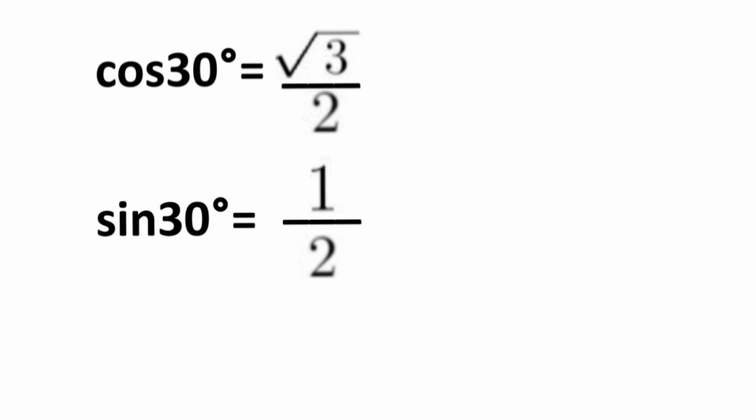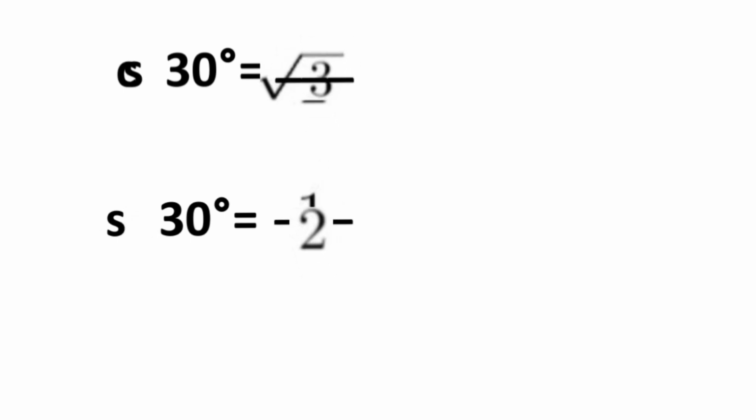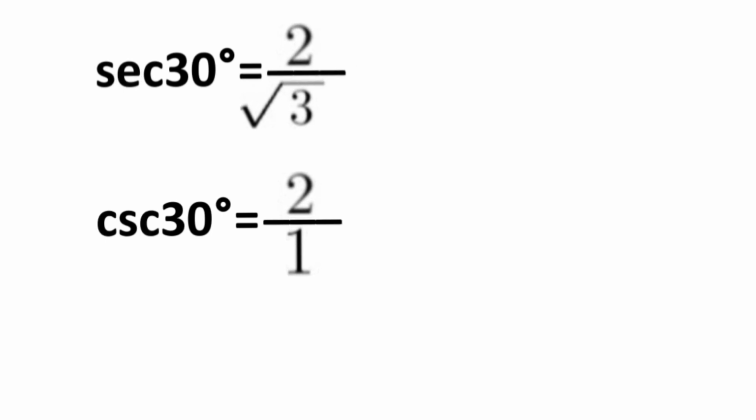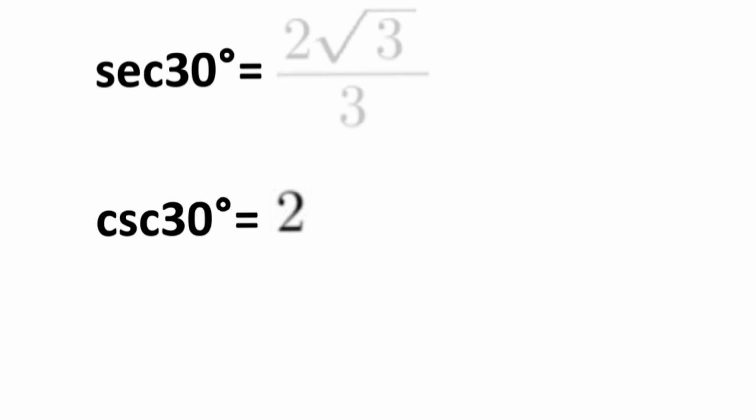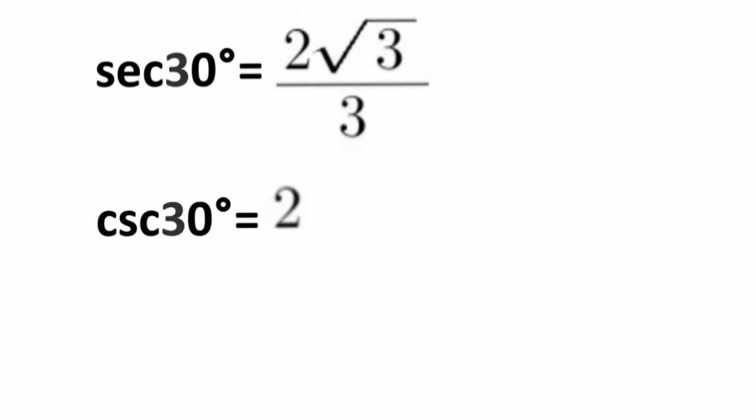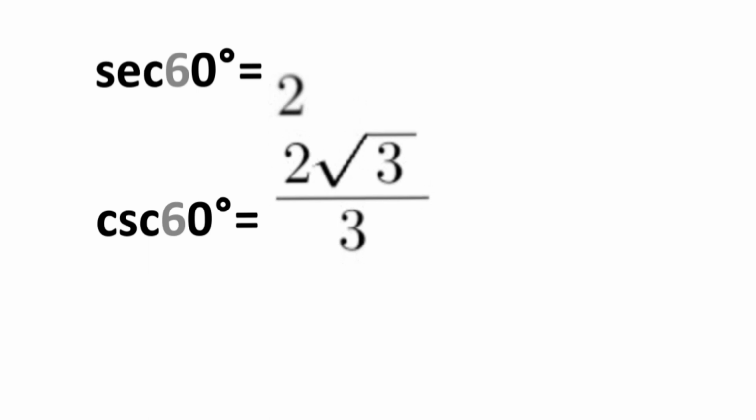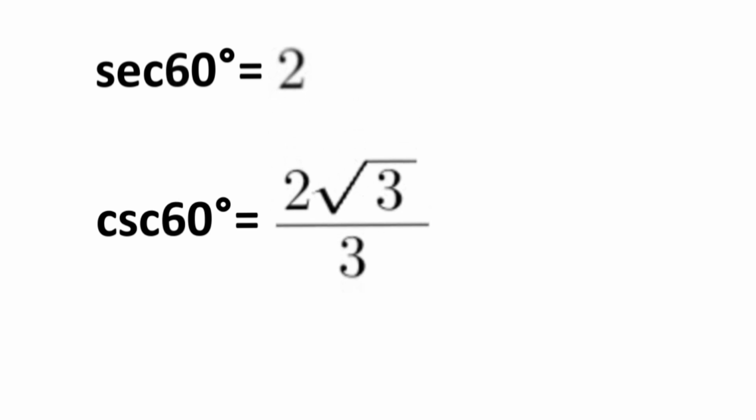And for secant and cosecant, just interchange the numerator and denominator. So secant 30 degrees is equal to 2 over square root of 3, and cosecant 30 degrees is equal to 2 over 1. By rationalizing the denominator, secant is equal to 2 times square root of 3 over 3, and for cosecant, 2 divided by 1 is 2, so cosecant 30 degrees is 2. Since the values of cosine and sine at 30 degrees and 60 degrees are just interchanged, you can also interchange secant and cosecant, as secant 60 degrees is 2 and cosecant 60 degrees is 2 times square root of 3 over 3.